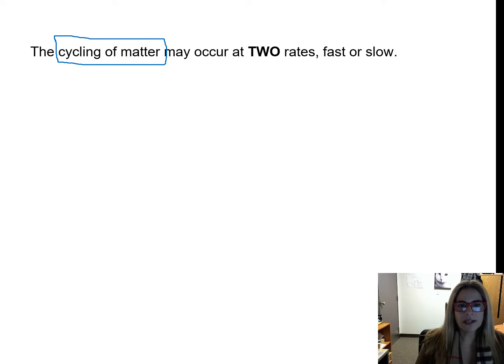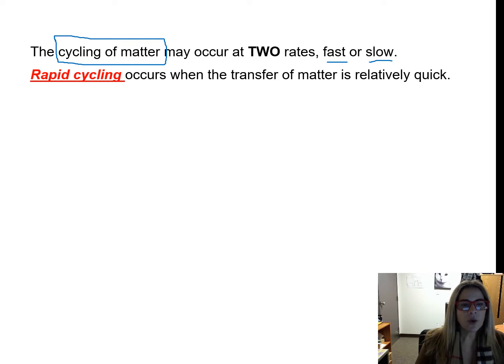So when we discuss the cycling of matter and how fast it occurs, we talk about fast cycling and slow cycling. We're just going to define what that means. Rapid cycling occurs when the transfer of matter is relatively quick, and we'll take a look at a few examples on the next slide. And remember, this says relatively quick. Sometimes it can happen literally in seconds. Sometimes it might be days or weeks, but it's relatively quick.